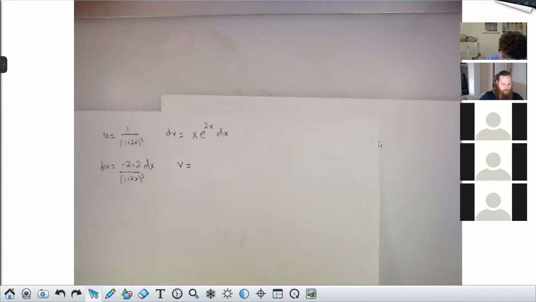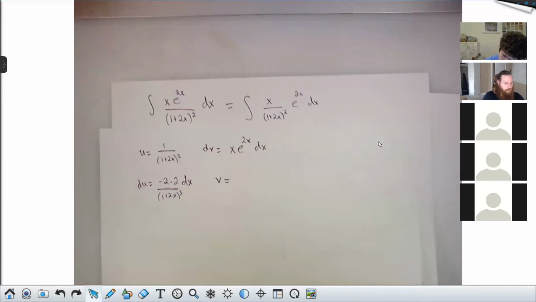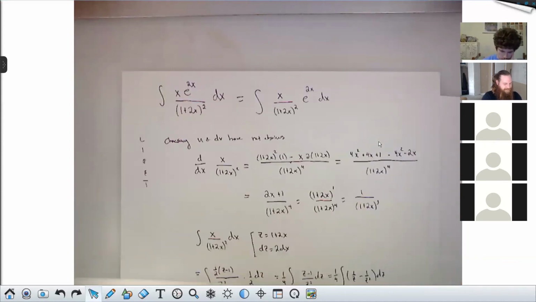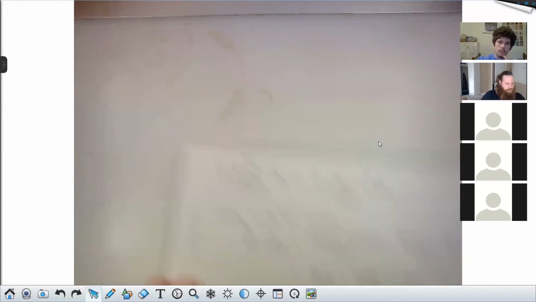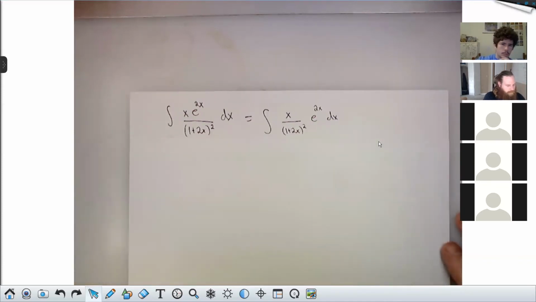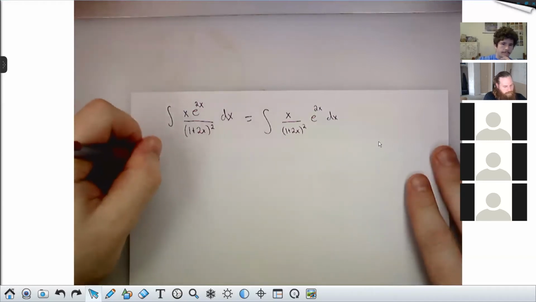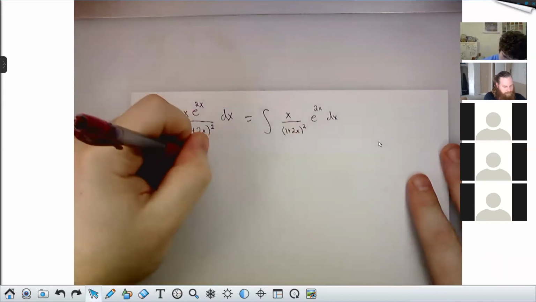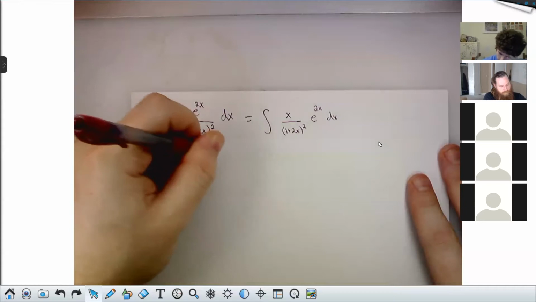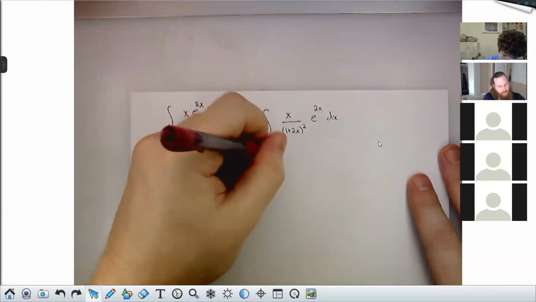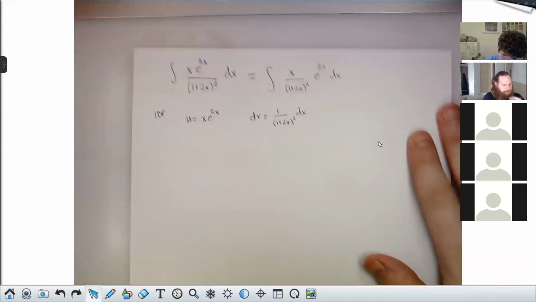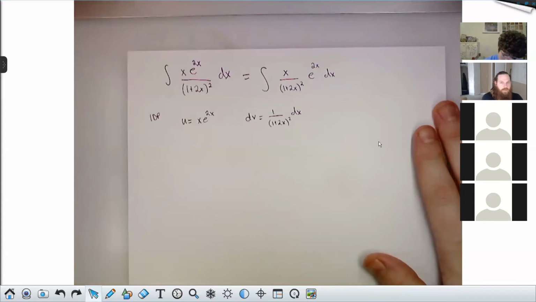Where do I have extra space? Sorry, I just double checked. You were right. They did do u as the top and dv as the fraction. I'm so sorry. No, don't feel sorry. This is a tricky problem. So we're going to set u to be x e to the 2x. Yes. And then dv as 1 over 1 plus 2x squared dx. Yes. Okay, this should be somewhat manageable.